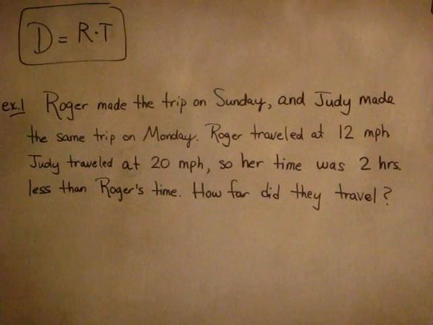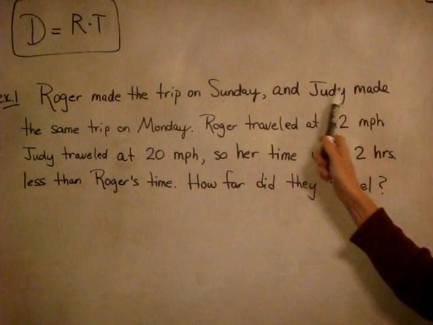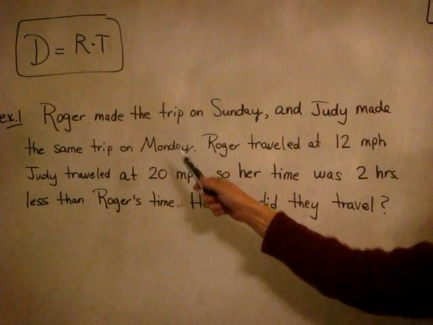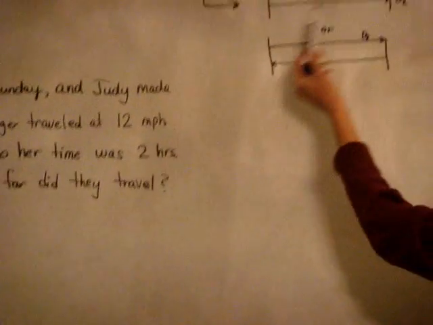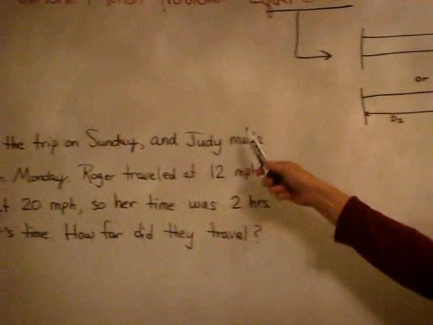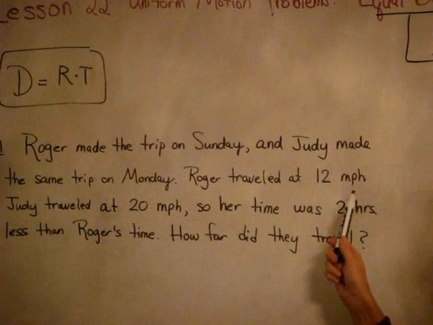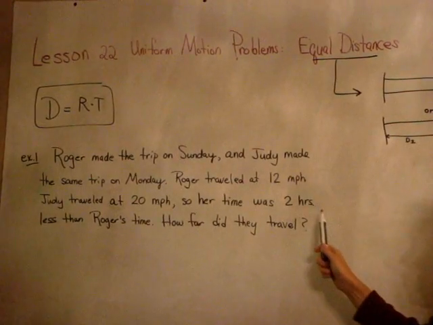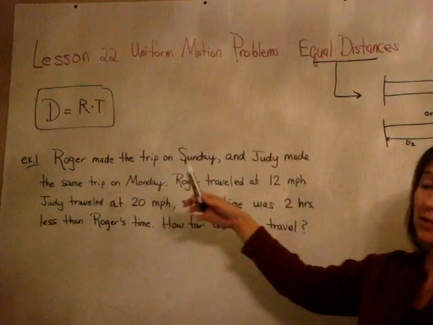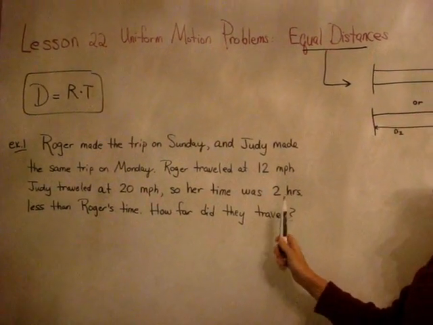Roger made the trip on Sunday. You don't need to write this down. Just follow along with me. Roger made the trip on Sunday and Judy made the same trip on Monday. Right there where they're talking about the same trip, we know that the distances are going to be the same. Roger traveled at 12 miles per hour and Judy traveled at 20 miles per hour. So her time was 2 hours less than Roger's time because she was going faster. How far did they travel?